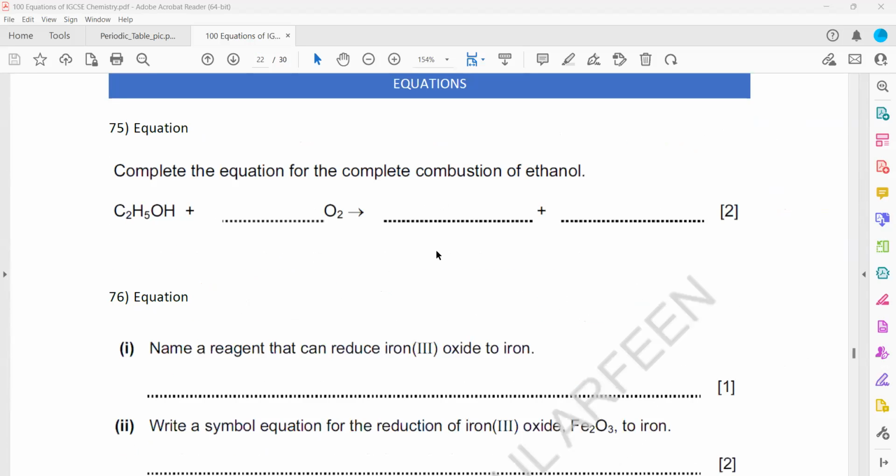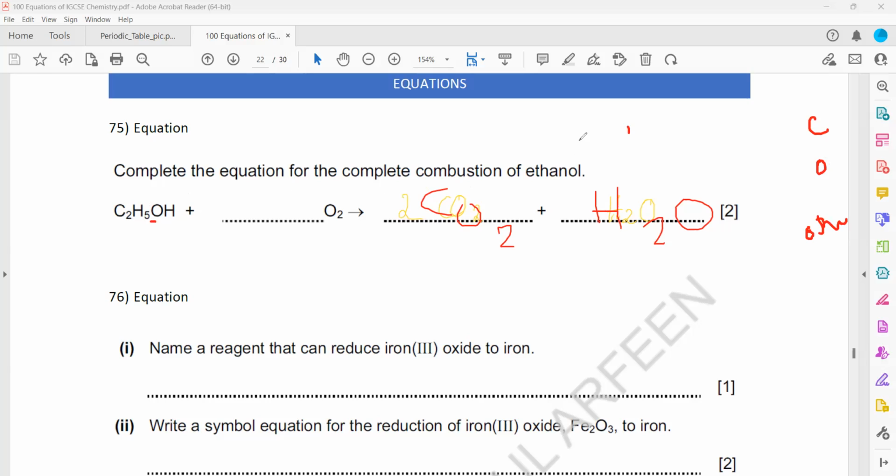The next one: complete the equation for combustion of ethanol. When we burn ethanol, it gives carbon dioxide and water. You start balancing with carbon in the combustion equation, followed by hydrogen and then the other elements. So first, carbon is 2, so you put 2, and carbon is balanced. Hydrogen is 6, because 5 plus 1 is 6.